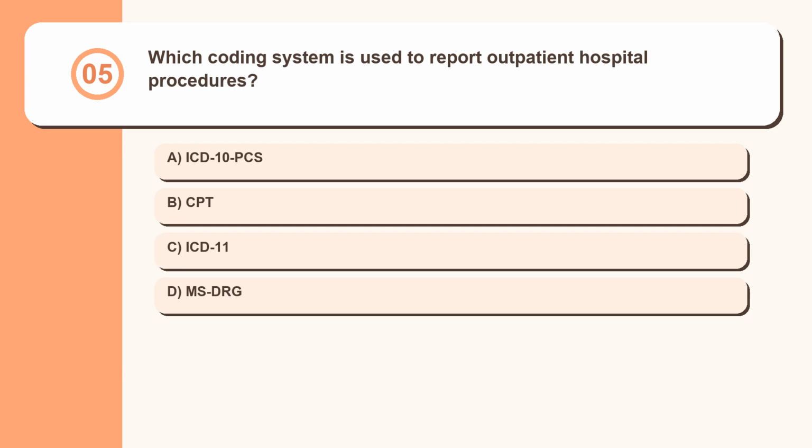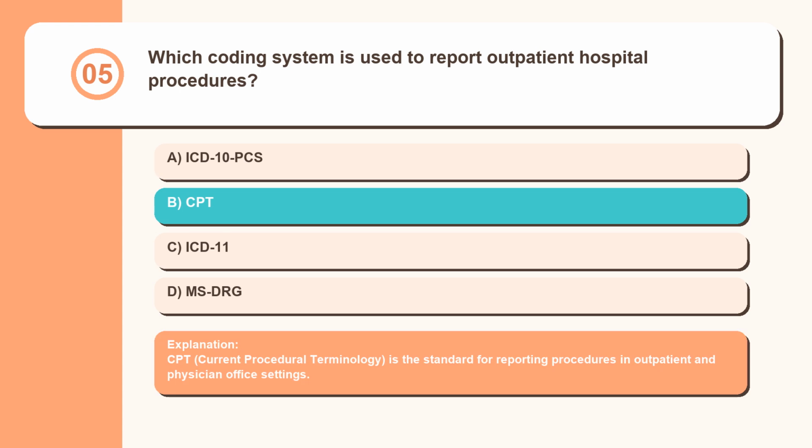Question 5. Which coding system is used to report outpatient hospital procedures? ICD-10-PCS, CPT, ICD-11, MS-DRG. CPT, Current Procedural Terminology, is the standard for reporting procedures in outpatient and physician office settings.